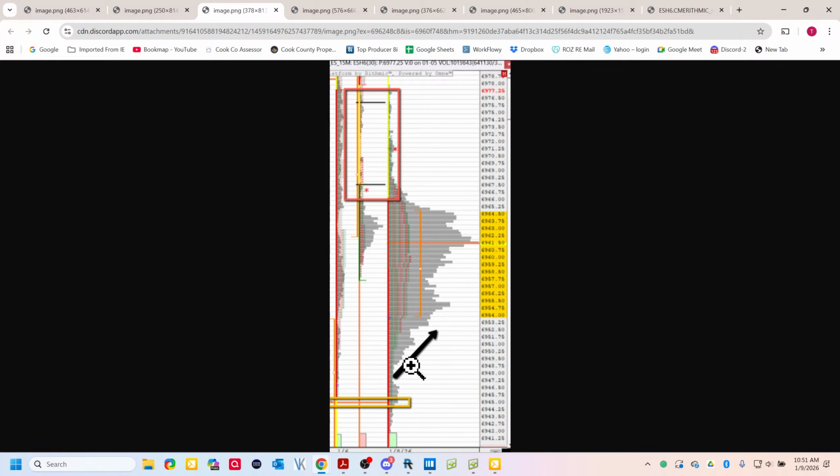But this tells me right here that longs have the edge. And it's not a guarantee of anything. This is the auction. This is how the market profile and the volume profile can maybe give you an edge at times. Is this making some sense? Are you getting something out of this?